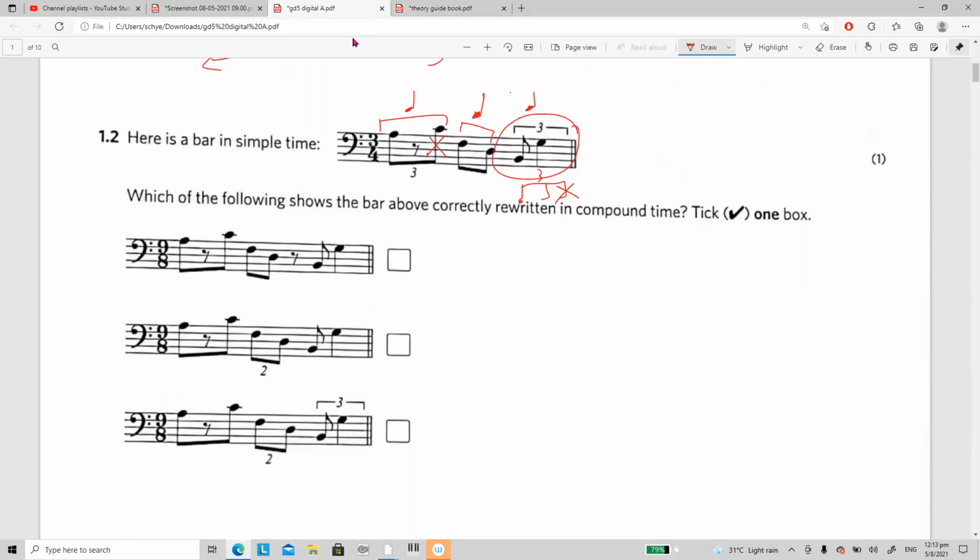So how to make this into compound time? As you know, in compound time, we need 3 quavers per group. So this one, when there is a triplet, we only have 2 quavers.